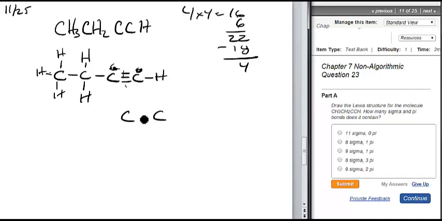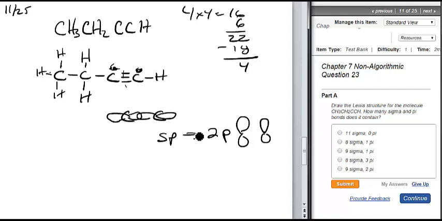Now, what does that carbon look like that's right there? Well, there's an sp hybridization. That's sp. So that leaves 2 pi orbitals on either carbon, and they're perpendicular to one another, and that's what forms the 2 double bonds. So that answer is 9 sigma bonds and 2 pi bonds.